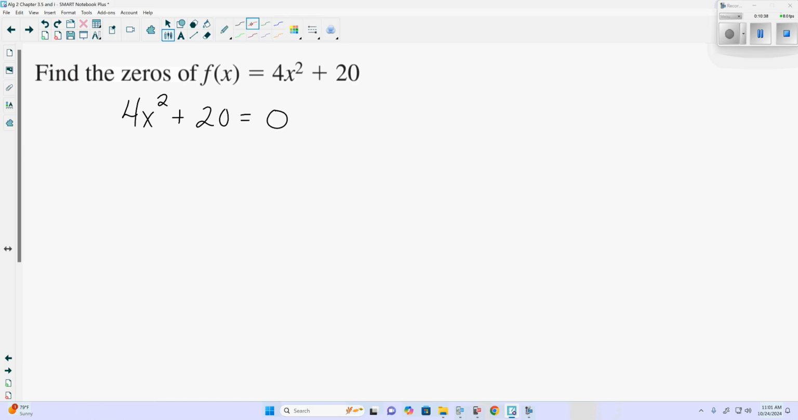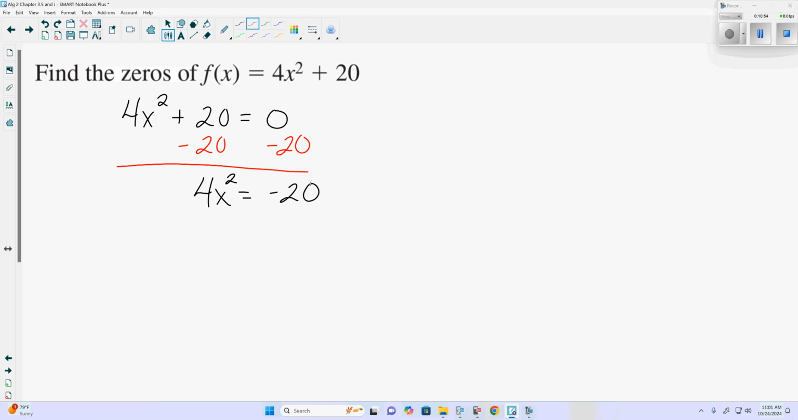Because it would be tempting to try to graph it, and there's nothing wrong with that. But it will not intersect the x-axis. It's actually going to be above the x-axis.